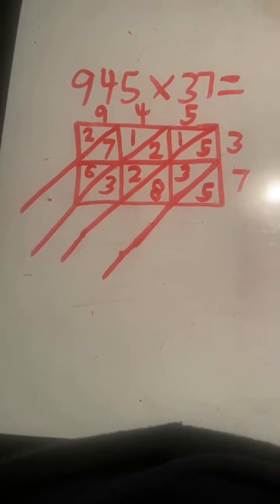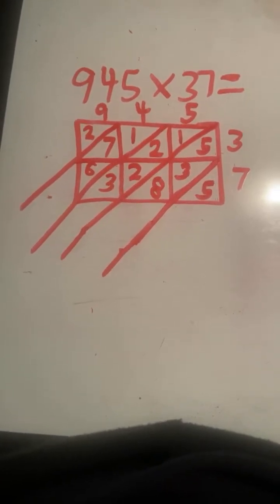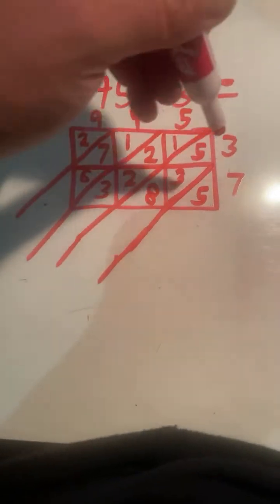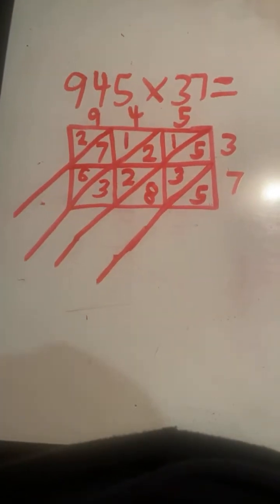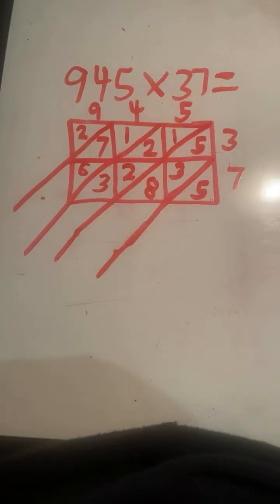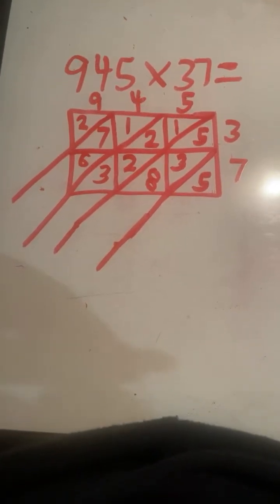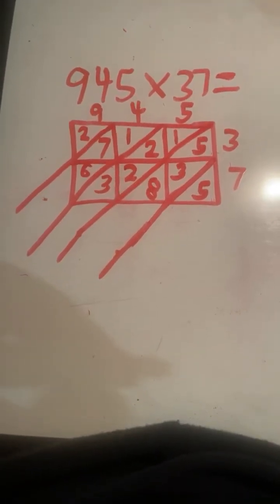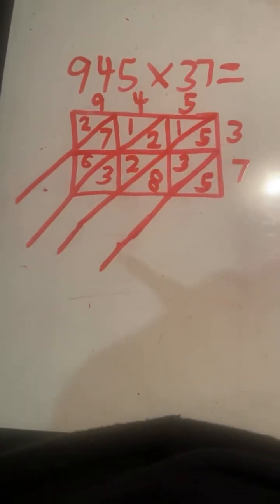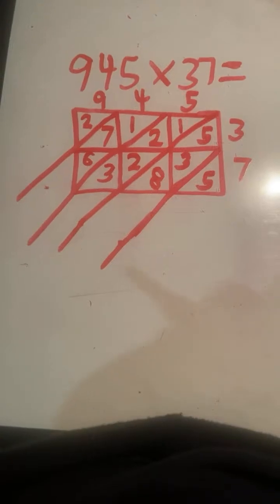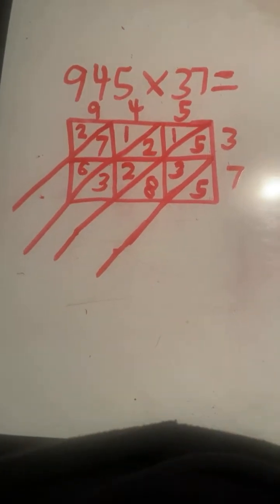Final step, we add the numbers together going across the diagonal lines. So we're adding all of the numbers in the square within the square, inside of the square together. So the numbers on the outside of the square we're ignoring. We're not doing anything with those. We're just adding up all the numbers inside the square going along the diagonal lines.